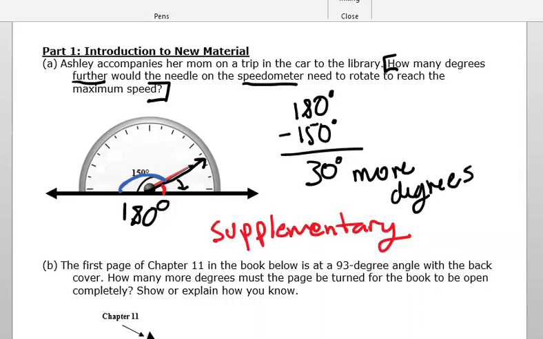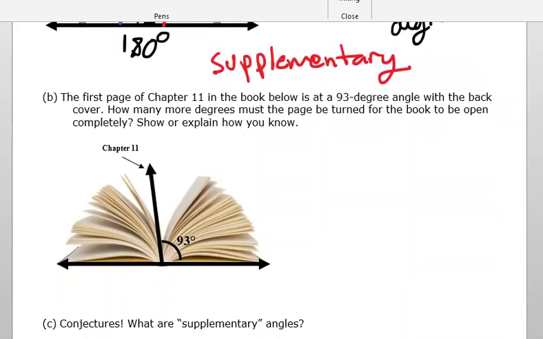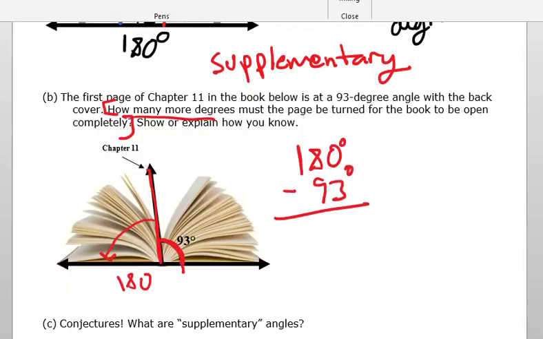Let's move on. The first page of chapter 11 in the book below is at a 93-degree angle with the back cover. How many more degrees must the page be turned for the book to be open completely? So if this is my page here, I'll go like this. I've opened at 93 degrees. And if I want to say, how much further does this need to go to be all the way flat and open to 180 degrees? Again, what I'm going to do is I'm just going to subtract 180 degrees minus 93 degrees.